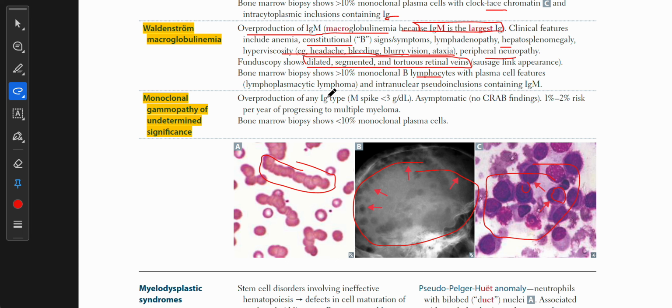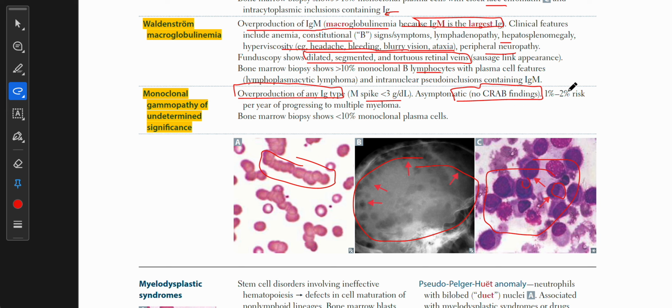Monoclonal gammopathy of undetermined significance: there is overproduction of any immunoglobulin type, with an M spike less than 3 grams per deciliter, and it is asymptomatic. There are no CRAB findings in monoclonal gammopathy. You have to remember this. There is a 1 to 2% risk per year of progressing to multiple myeloma. Bone marrow biopsy shows less than 10% monoclonal plasma cells.